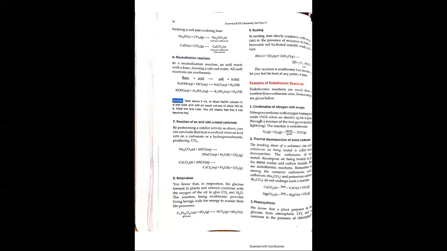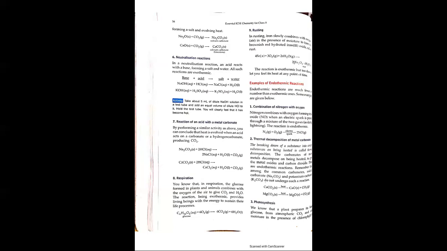The heat is evolved. Next is reaction of an acid with metal carbonates. By performing a similar activity as above, you can conclude that heat is evolved when an acid acts on carbonate or hydrogen carbonate, producing carbon dioxide. You should remember one thing: anything which has carbonate or hydrogen carbonate, also known as bicarbonate, will always evolve carbon dioxide as one of the products.